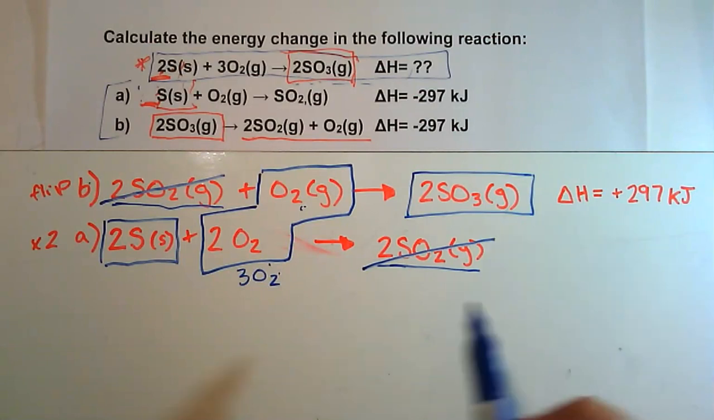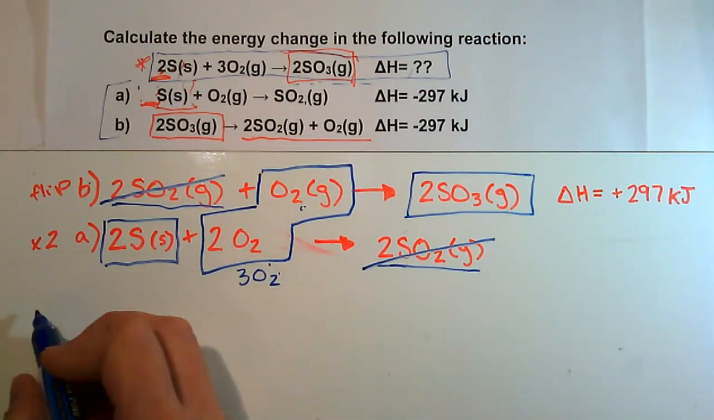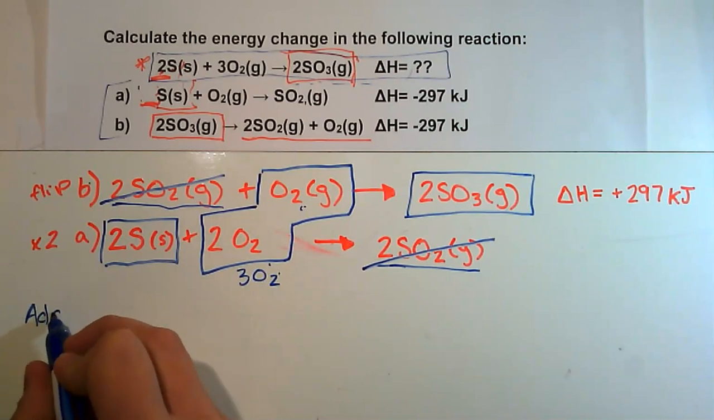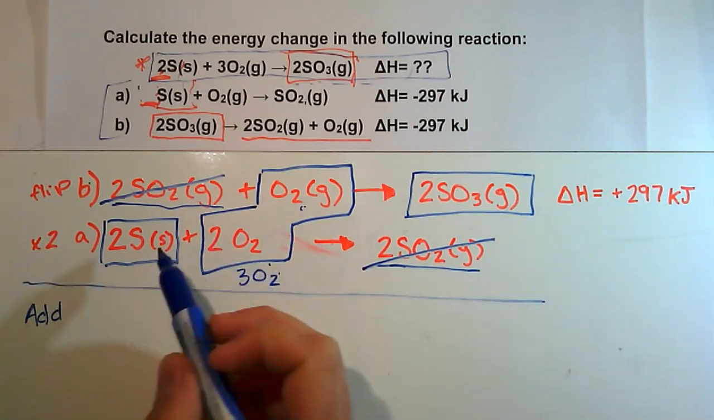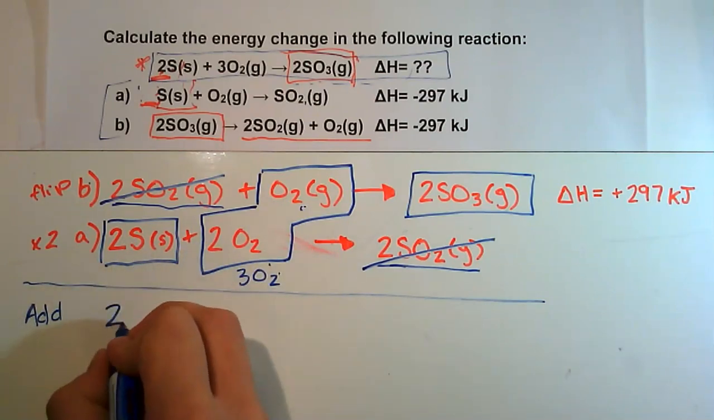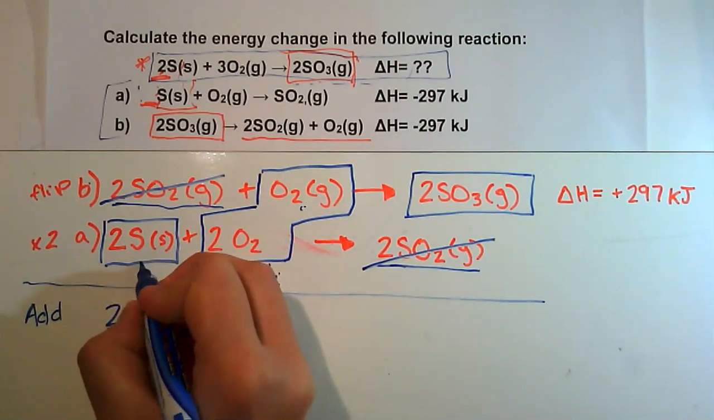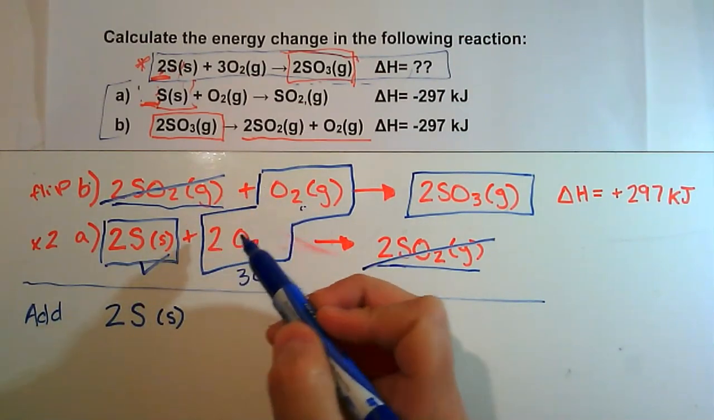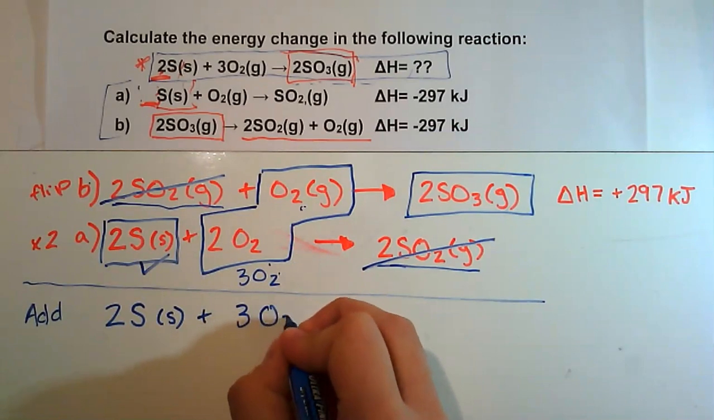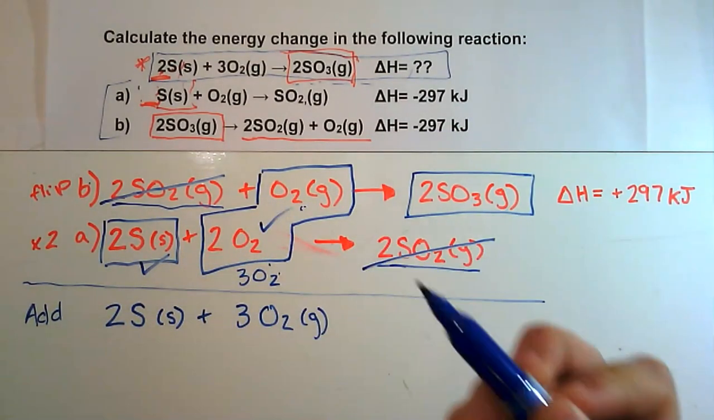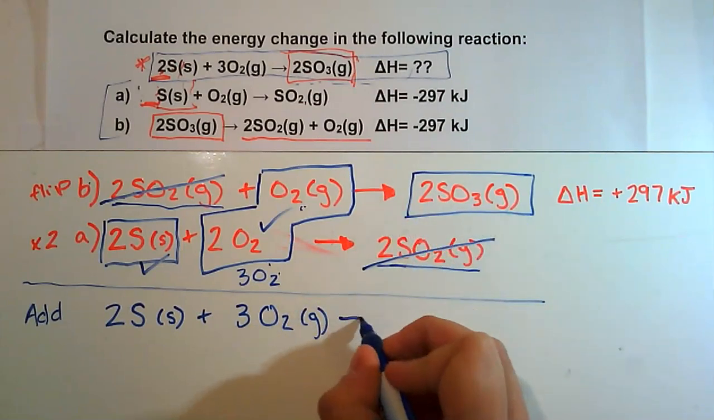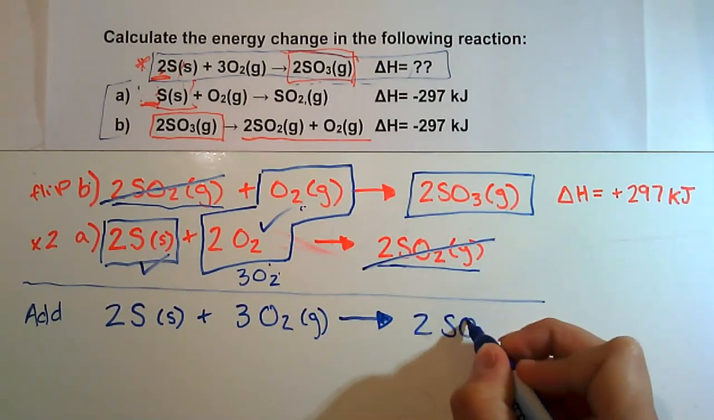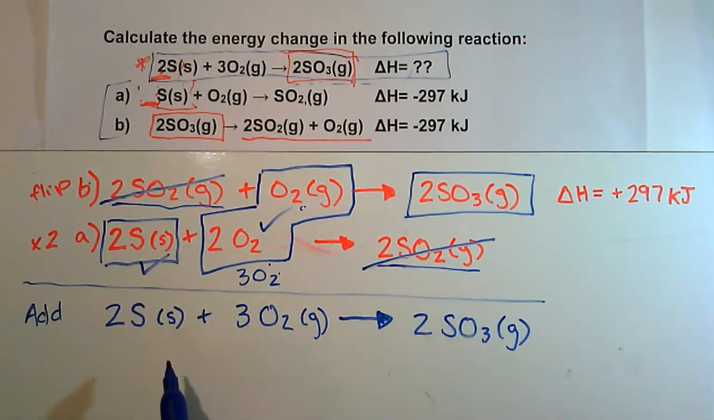So let's write out the equation that we wound up with. When we add these equations together, we cancel things out, we are left with, on the reactant side, our 2 sulfurs, solid. We're left with 1 plus 2, so 3 O2s. So that's on the reactant side. And then the product side, all that's left is these 2 SO3s. So let's double check to make sure this matches our target equation. 2 sulfurs, perfect, plus 3 O2s gives us 2 SO3s. That does match, so we know that we did this right.